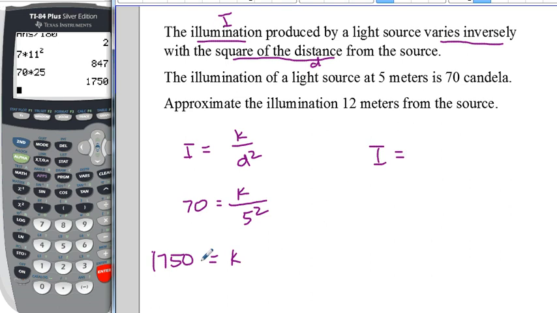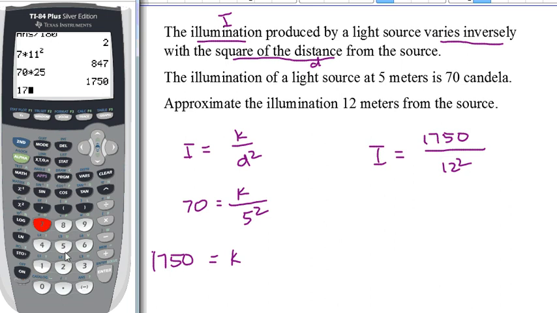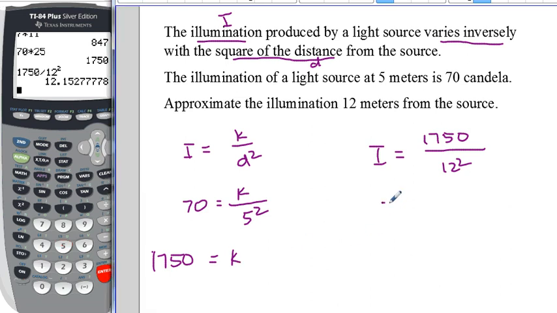Okay, and now it tells me to approximate the illumination 12 meters from the source. So I equals, I know K is 1750, and I put that over my distance squared. My distance now is 12. 12 squared. So here I have 1750 divided by 12 squared. And I get this number. And we're just going to round this to 2 places. So 12.15.